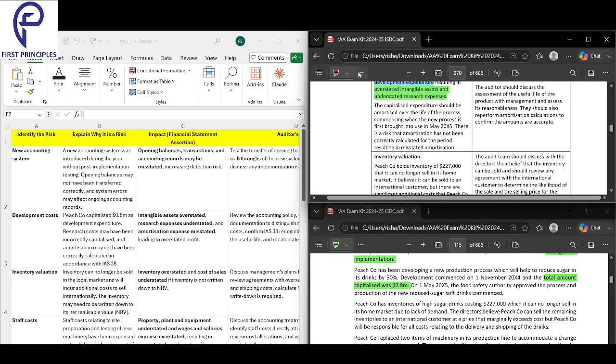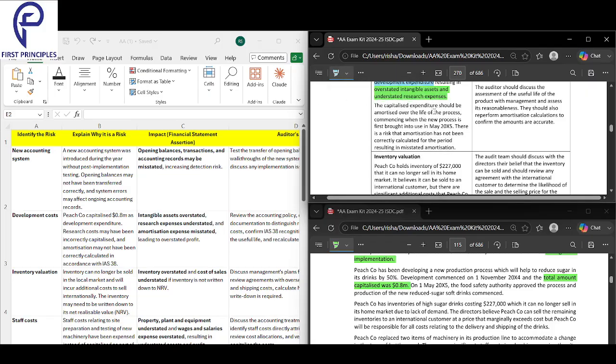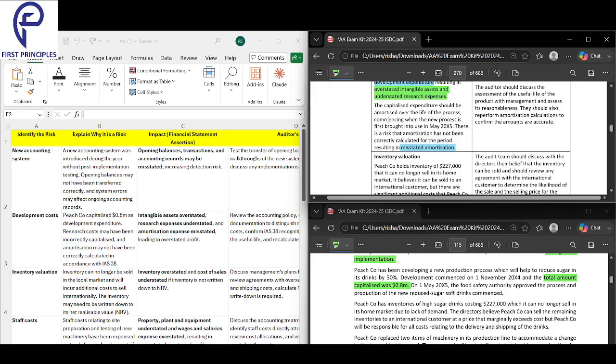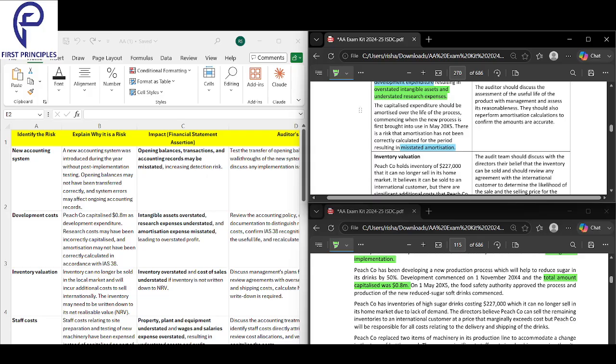Another risk hidden over here is amortization. If you've capitalized everything and then you've amortized it, then your amortization is also overstated. Your amortization is incorrectly stated for sure. Because first you capitalize everything and then you amortize that expense. If your capitalization is wrong, then your amortization will also be wrong. So there is a risk that the amortization has not been correctly calculated.